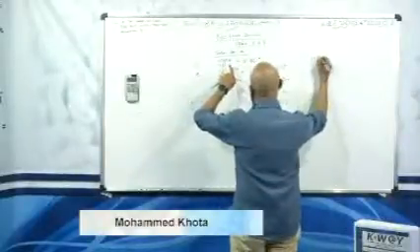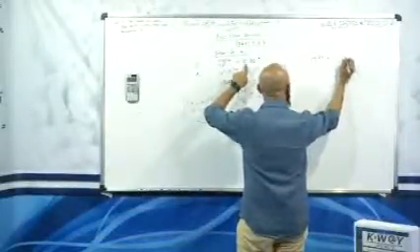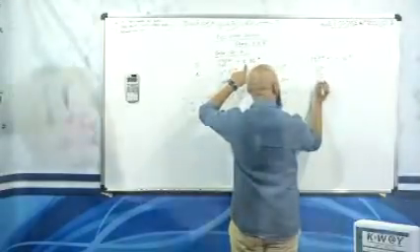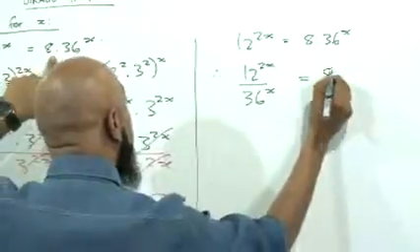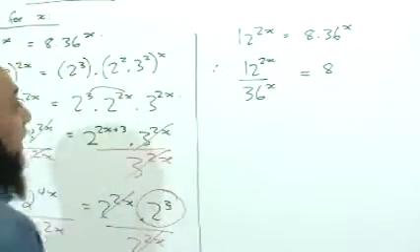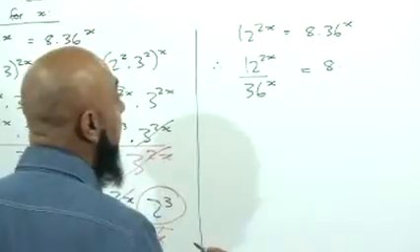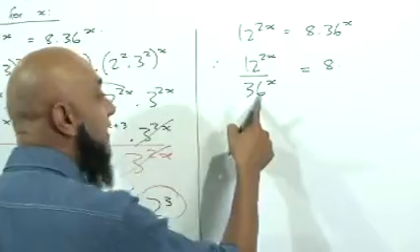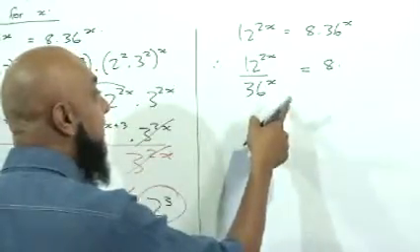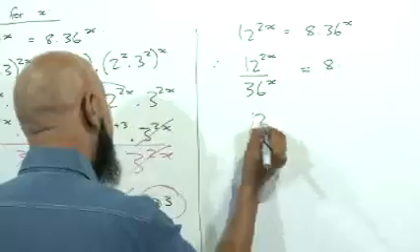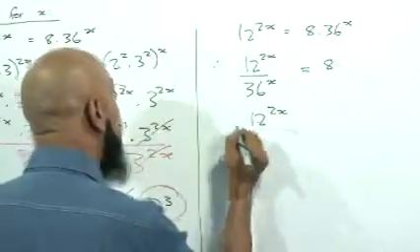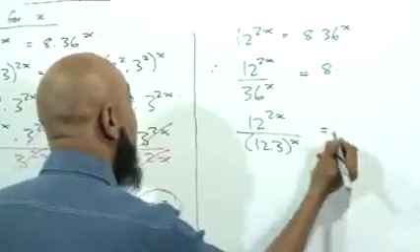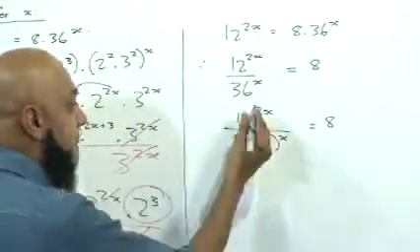If I've got 12 to the power 2x is equal to 8 times 36 to the power x, therefore 12 to the power 2x over 36 to the power x is equal to 8. Okay, this is 12 to the power x times 12 to the power x over, this would be 12 times 3, isn't it? 12, 24, 36 to the power x. Let's look at a different scenario. We've got 12 to the power 2x over the number 36, which is 12 times 3 to the power x, is equal to 8.